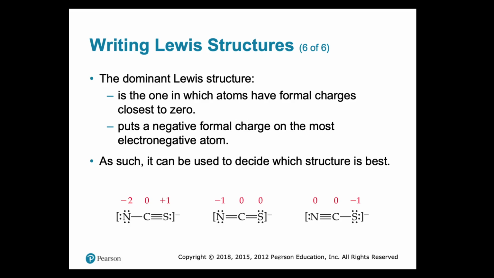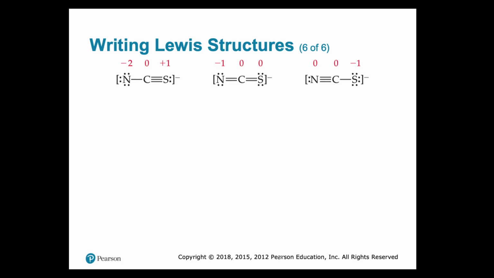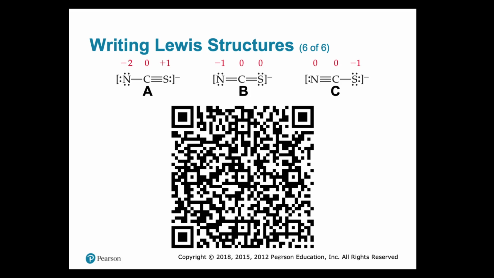Of these three Lewis structures, which one is the best? And here you go, this is your last question for today, I think. Which is the best? You want to get close to zero. If you can't get zero, then you want to have the most electronegative atom have the negative charge.